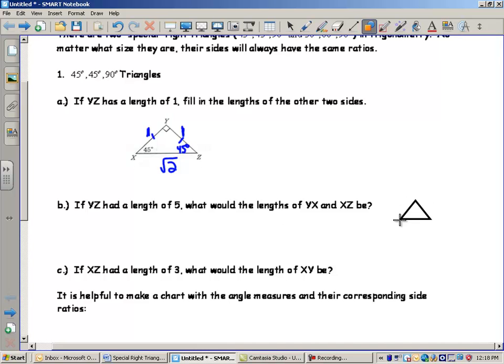Turn it around over here. Try and make that more of a right angle if I can. Yeah, that looks pretty good.